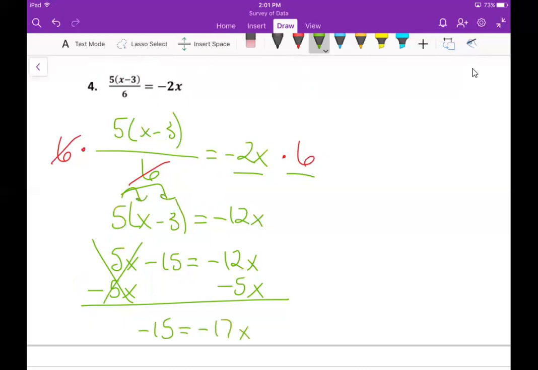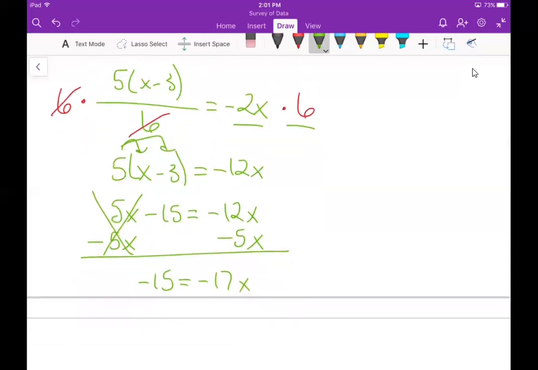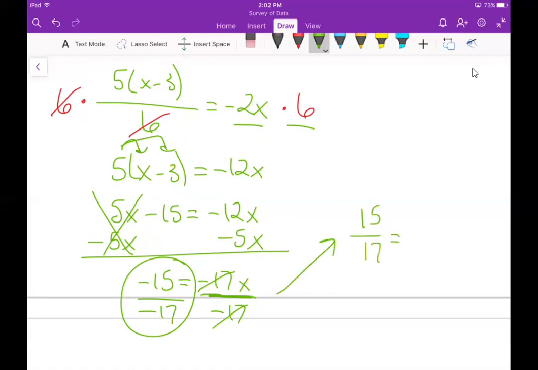Negative 12 minus 5 will give you negative 17. And then at this point, we have negative 17 times x. So in order to undo multiplication, we will divide by negative 17 on both sides. Now, this is a really good example of when you have a fraction here that I would leave as a fraction. Leave it as a simplified fraction. Now, the negatives will cancel. Negative 15 divided by negative 17 is 15 over 17. But other than that, 15 and 17 have no common factors. So that is our final answer for x.